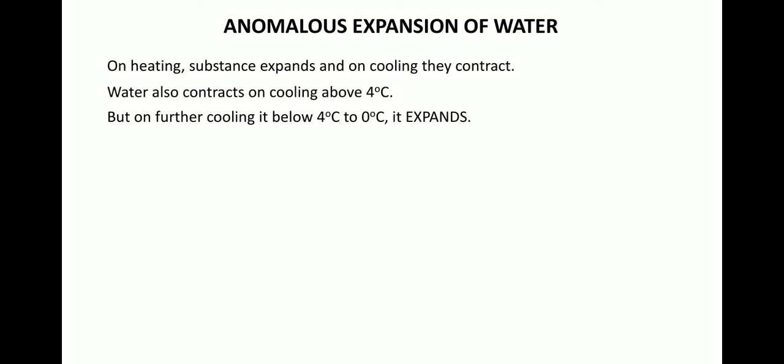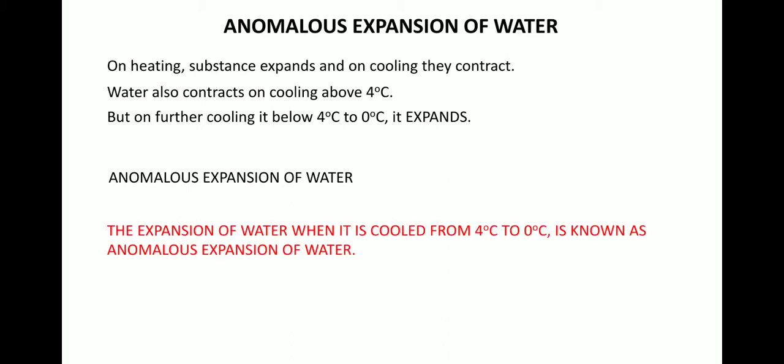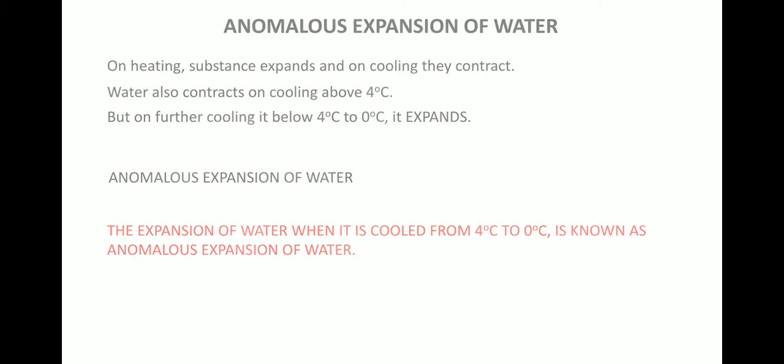This anomalous behavior of expansion of water is known as anomalous expansion of water. So we define this as the expansion of water when it is cooled from 4 degrees Celsius to 0 degrees Celsius is known as anomalous expansion of water. Now we'll learn about the graphical representation of the anomalous behavior.